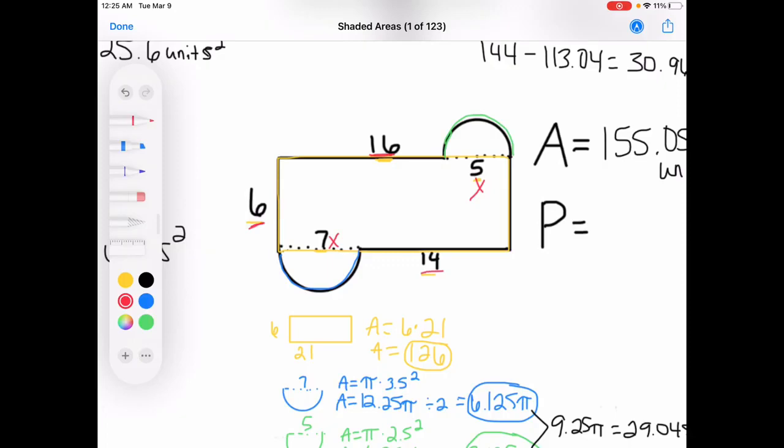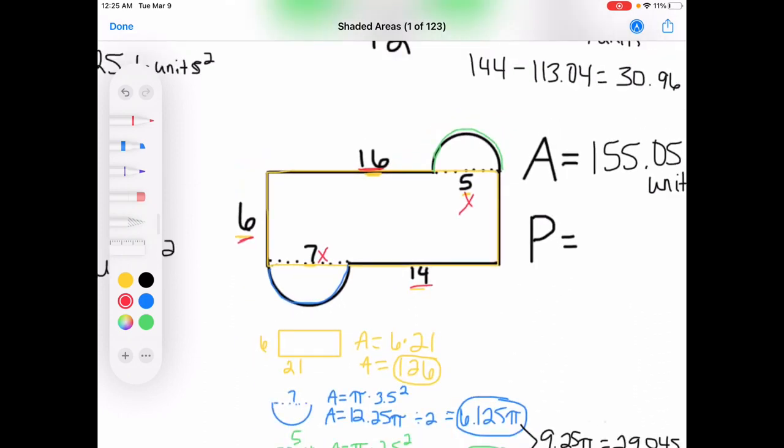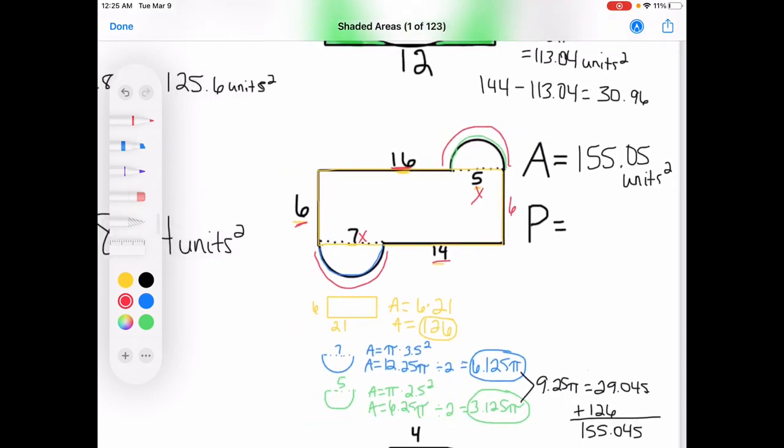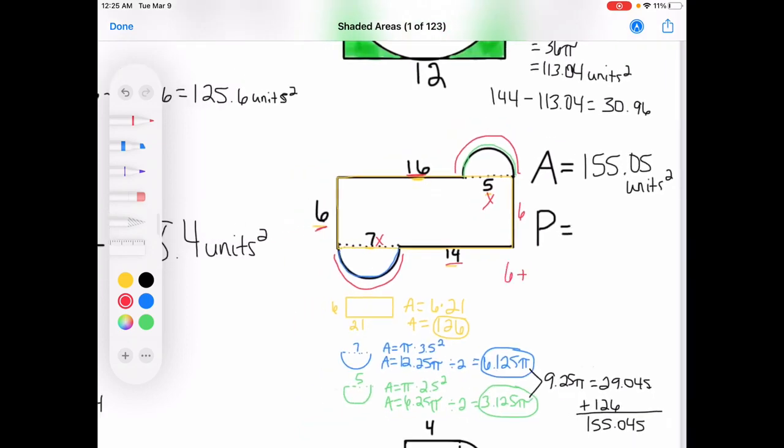And then I know that since the yellow section made a rectangle, this is also 6 units. So the only thing I need to figure out is the distance around this semicircle and the distance around this semicircle. So I know that I have 6 plus 16 plus 6 plus 14. So I have those 4 dimensions without my semicircles. So that's a total of 42 units. So now I need to find my semicircles.